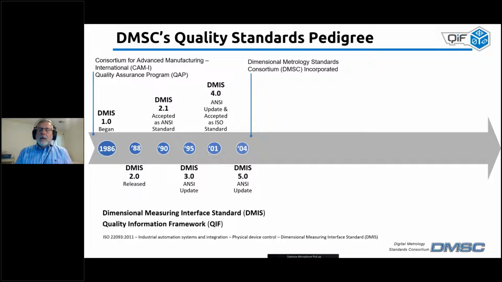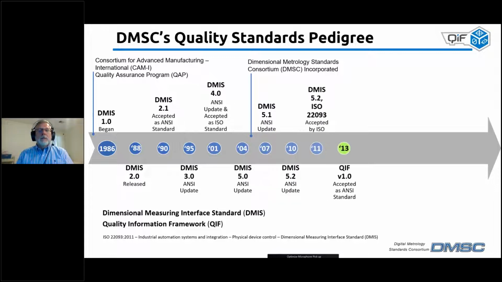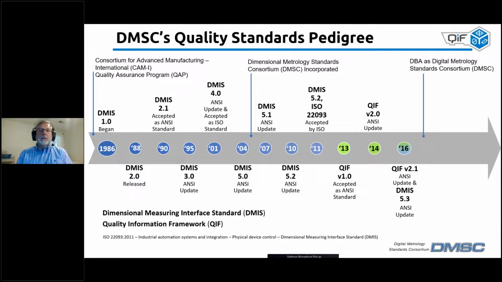And this is kind of looking back with the future in mind. Back in 1986, the first version of DMIS, the Dimensional Measuring Interface Standard, came out. And it continued to evolve even as we changed our name to become the Dimensional Metrology Standards Consortium as our own separate entity. You can notice that about 2011 is when we started working on a QIF standard. The first accepted ANSI standard for the QIF was in 2013. And then you can see the pedigree there as we went to QIF 2, 2.1.